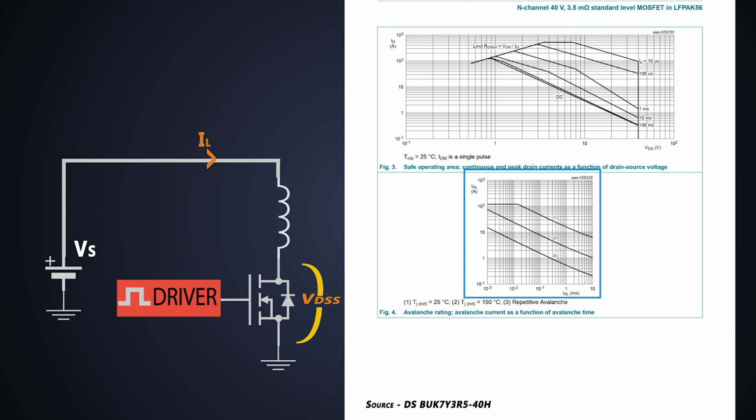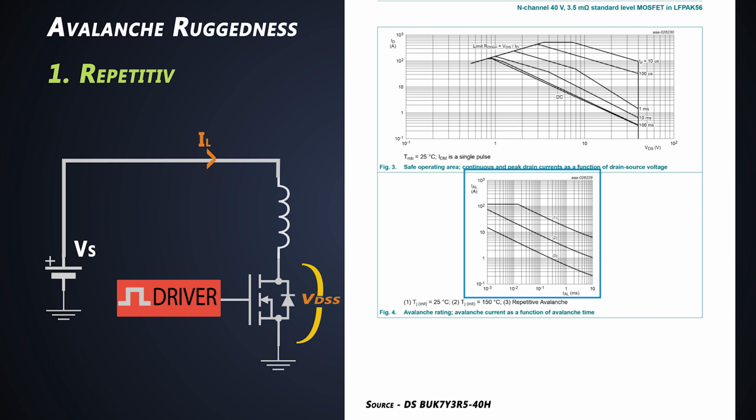Well, the capacity of the MOSFET to damp this avalanche energy is known as avalanche ruggedness. There are two types of avalanche ruggedness, which are named repetitive avalanche ruggedness and single shot avalanche ruggedness. We'll see those in future videos.